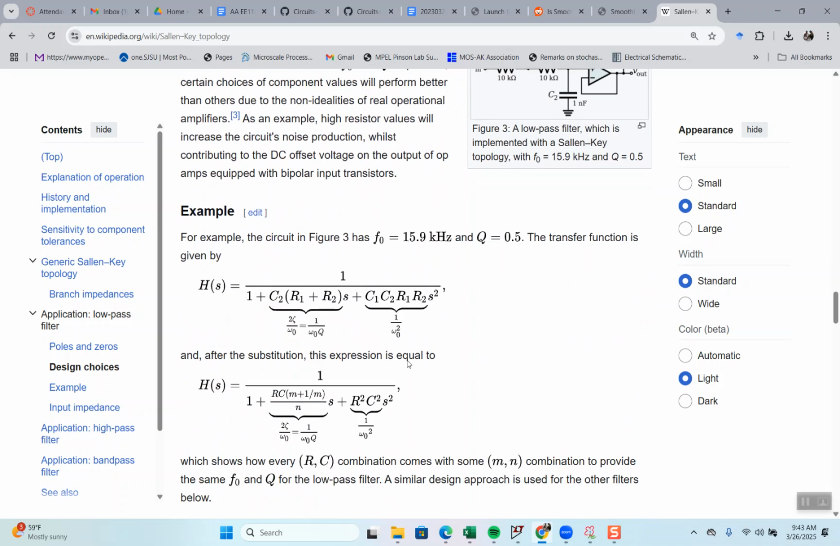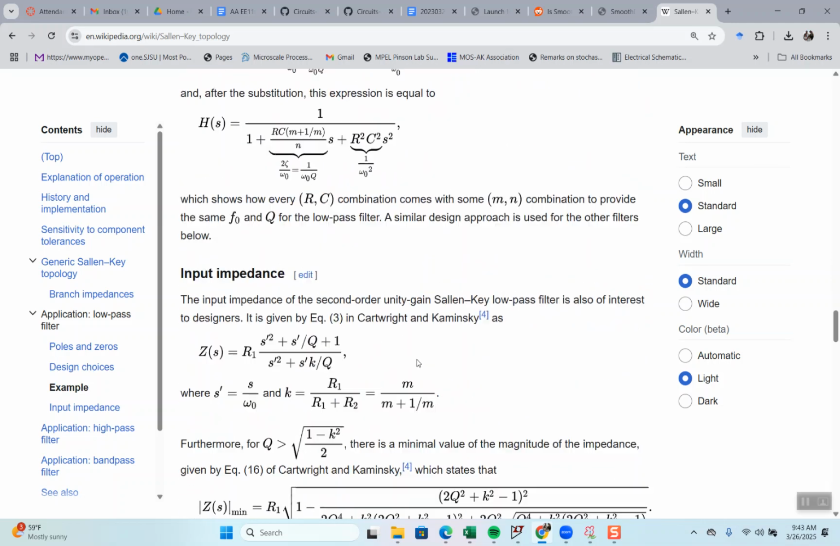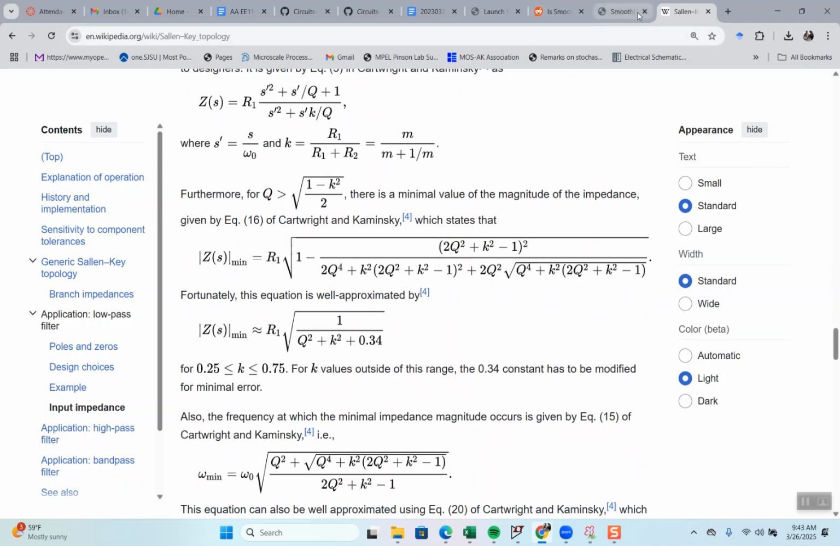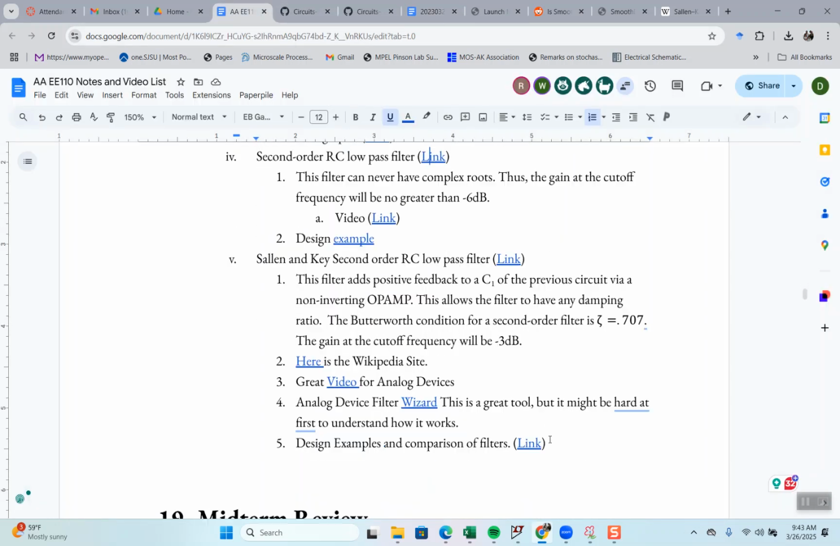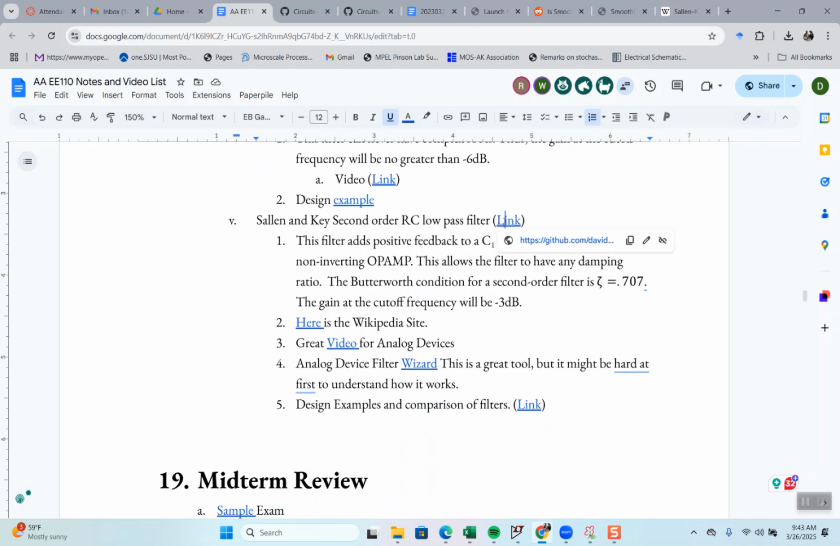I don't use Q so much, and then they do a design exam, all right? If you come back to the notes, Sallen and Key, let's see which GitHub, okay?